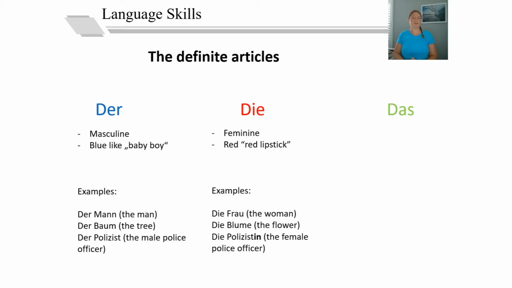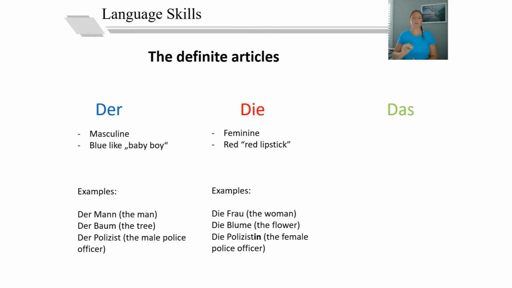The second definite article is die. Die is red for the red lipstick, and we said die belongs to all the feminine nouns in the nominative case you can find in the German language. The red lipstick is very often used by females, therefore red is the color for the feminine nouns you can find in the German language. Examples here could be die Frau, the woman, die Blume, the flower, die Polizistin, the female police officer.